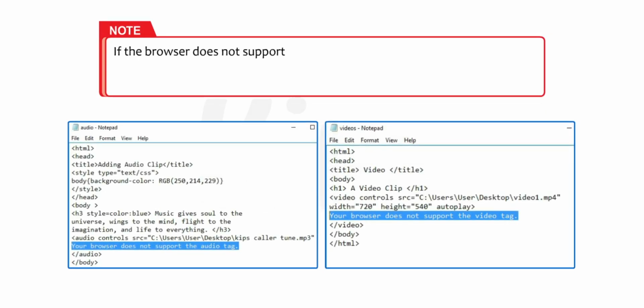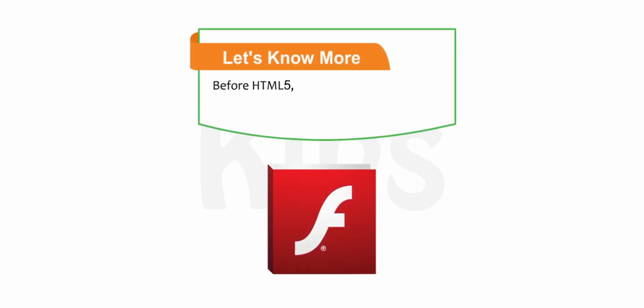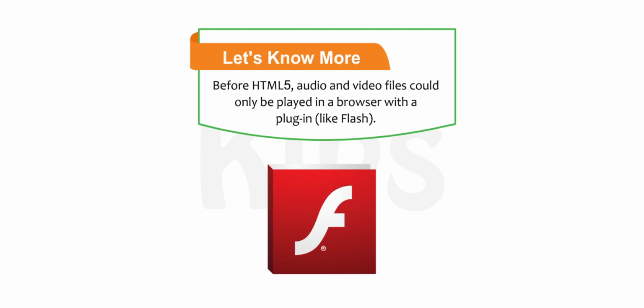Students, note the important point. If the browser does not support audio and video tags, then any text lying between the audio and /audio and video and /video tags will be displayed in the browser as such. Okay, let's know more. Before HTML, audio and video files could only be played in a browser with a plugin like Flash.